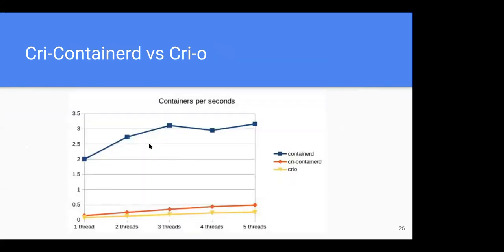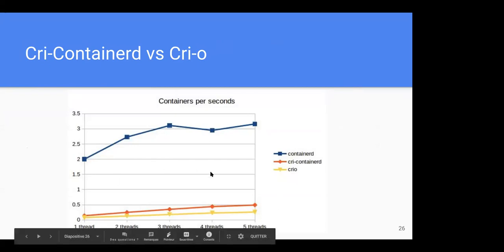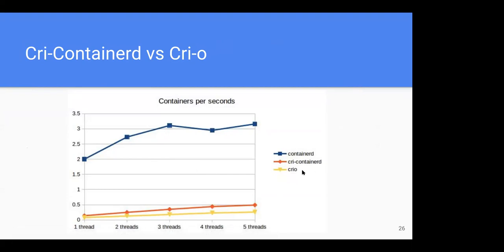So in this slide, we have a graph which is the result of the previous table. As you see in this graph, guys, we have 3 lines. We have CRI-O, the yellow, CRI-Containerd, the red one, and Containerd, the blue one. As you see, the red line for CRI-Containerd is on top of CRI-O, and that is very normal because we said that CRI-Containerd is faster than CRI-O. But Containerd as an independent solution is much faster than CRI-Containerd and CRI-O.